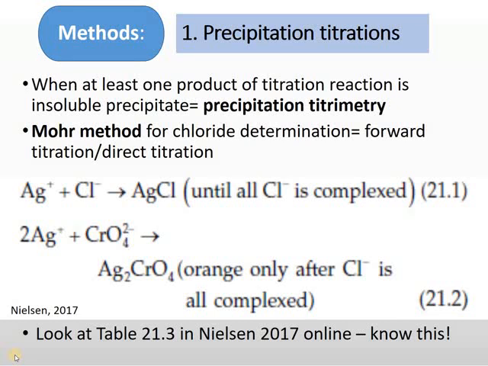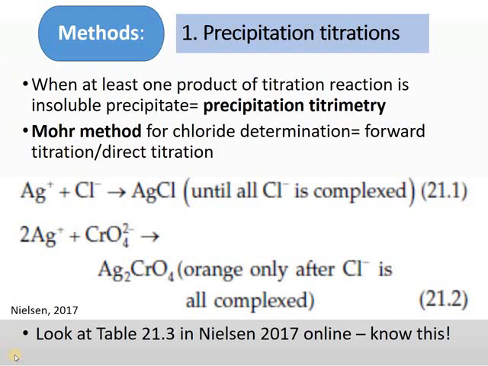So the first method is the Mohr's method. The Mohr's method is the easiest and most straightforward method, because it uses forward or direct titration. In terms of the Mohr's method, we just need three things. The first one will definitely be your sample that requires to be analyzed, and then secondly, we need a known concentration of silver nitrate, and then the third one, we need an indicator solution, which is potassium chromate.